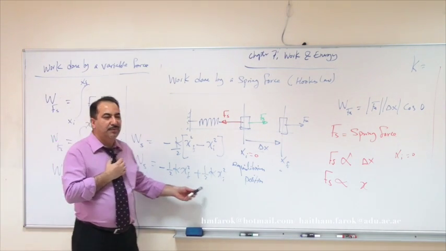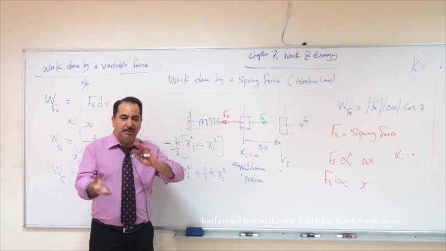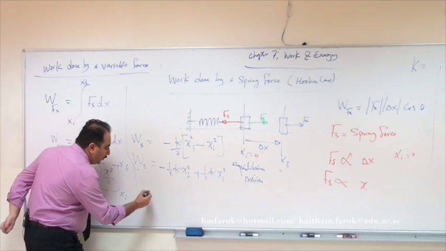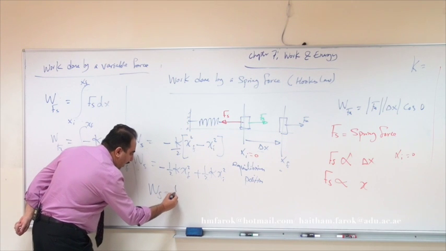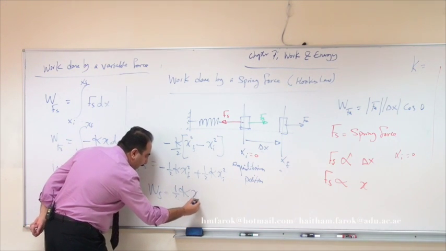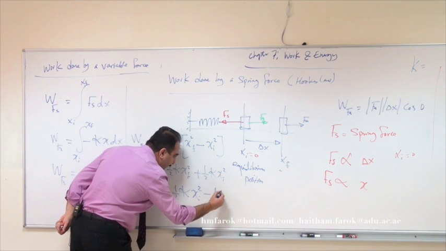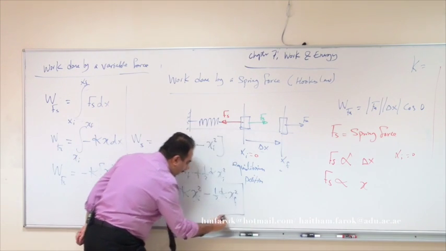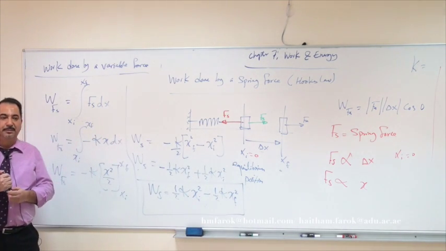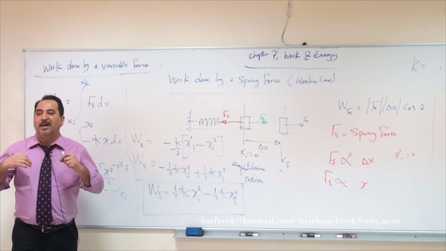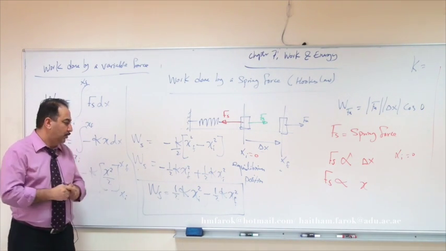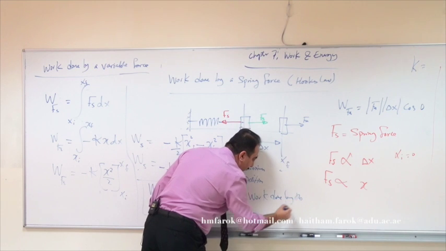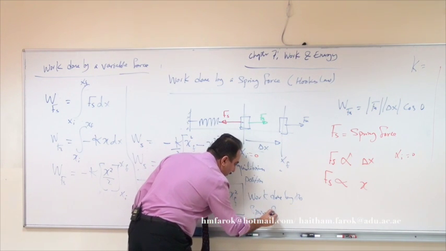Now, the first one is negative, the second term is positive. So it's better to swap them. Always have the positive first. So at the end, we say the work of a spring is half kappa x initial square minus half kappa x final square. We found the equation. What's this equation for? To calculate the work done by the spring force. Okay?